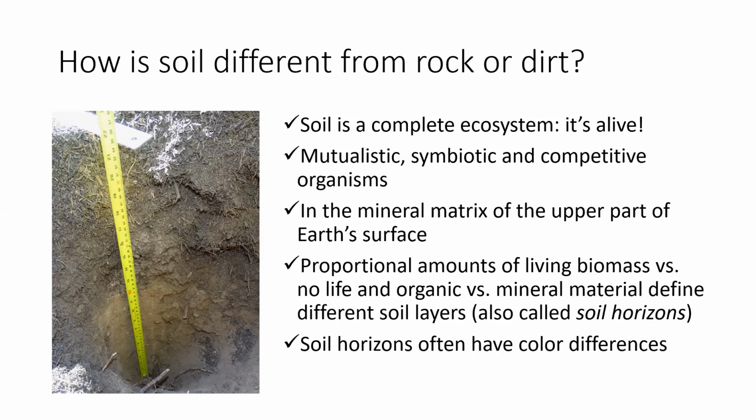So that's how it is significantly different from rock and dirt. And it has proportional amounts of living biomass versus no life at all, or organic versus mineral material. And these differences in proportional amounts define the different soil layers or soil horizons that are essential for identifying soil. And you can also identify these soil horizons based on different colors. And we're going to look at that next.